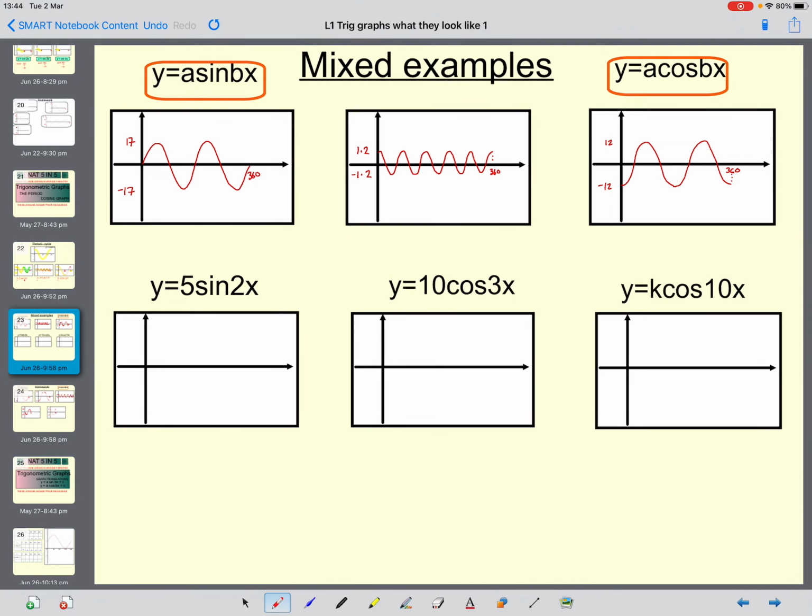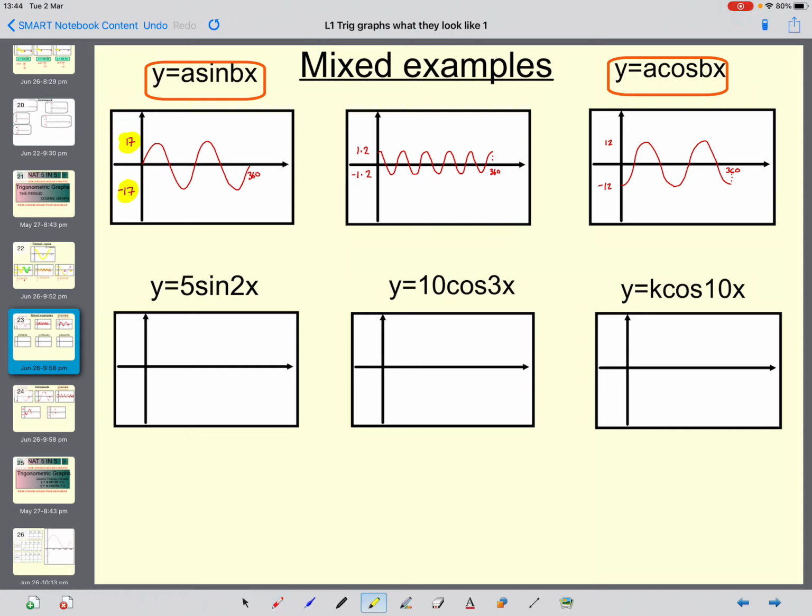Okay, here's a wee mixture. Have a little look at these, pause the video and try them for me. The top ones, just tell me what the equation of the graph is, and the bottom ones, try and draw them for me, that would be great. Okay, we'll go over them now.